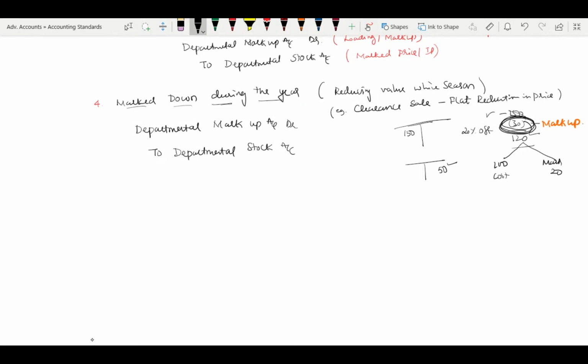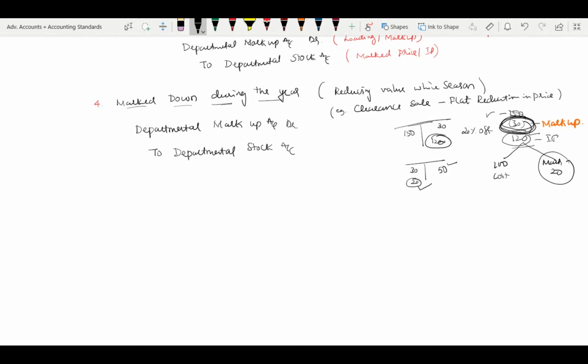Now look out, if I reduce here 30 rupees, departmental markup debit to stock account, it is now appearing at 120. Here my margin is only 20 rupees. So out of this, 120 is my invoice price, the market price. Out of that, markup is 20 rupees, which is perfectly appearing.